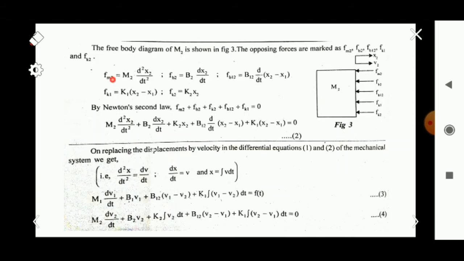So the equations will be Fm2 is equal to m2 into d square x2 by dt square, because x2 is the displacement here, and Fb2 is equal to b2 into dx2 by dt. It is only related to the mass m2, and we know that Fb12 is common for mass m1 and m2. So the equation is b12 into d by dt of x2 minus x1. Fk1 is equal to k1 into x2 minus x1. Fk2, only for the mass element m2, is equal to k2 x2. Okay, and we are writing the force balance equation like that. Now there is no applied force, so all the opposing forces add up to 0 here, and we are substituting the values, Fm2, Fb2 like that, and we are getting the second differential equation.